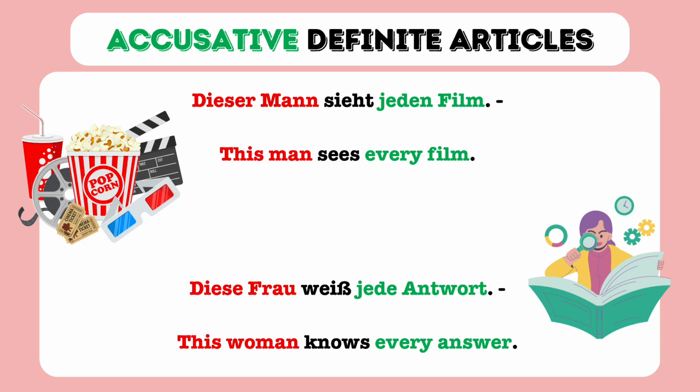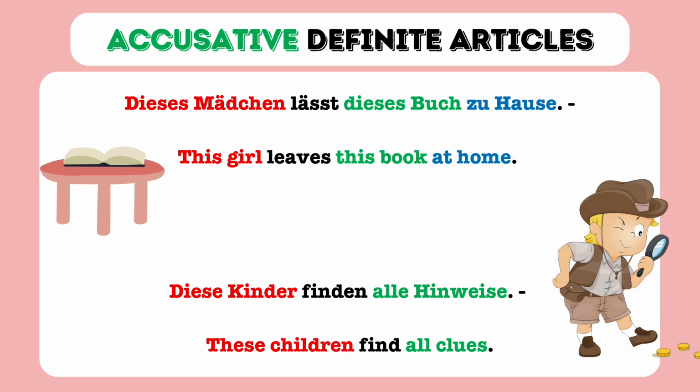Dieser Mann sieht jeden Film. This man sees every film. Diese Frau weiß jede Antwort. This woman knows every answer. Dieses Mädchen lässt dieses Buch zu Hause. This girl leaves this book at home. Diese Kinder finden alle Hinweise. These children find all clues.